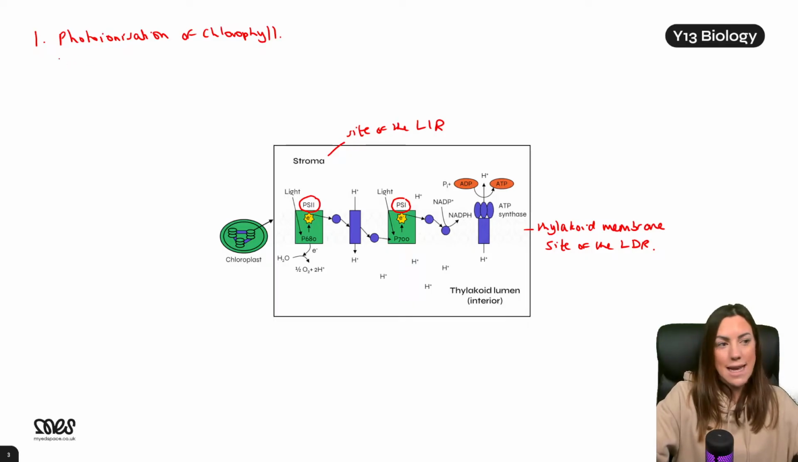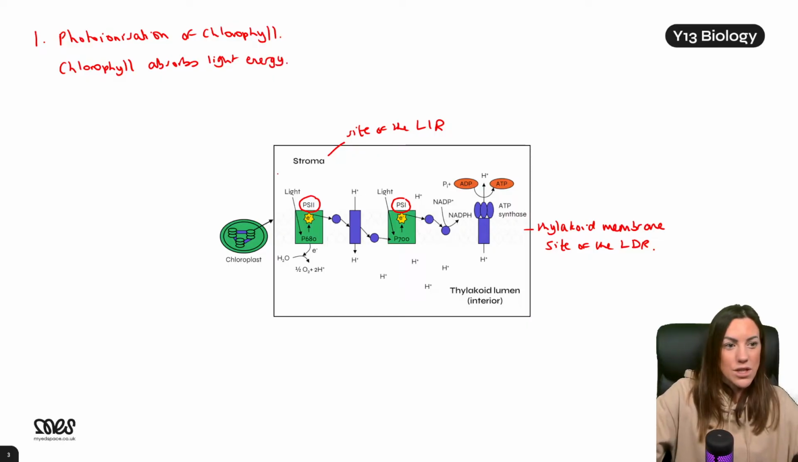The first thing to say about this stage is it involves the absorption of light. So chlorophyll absorbs light energy, which you can see here on the diagram. So you've got light, or a photon of light, striking the chlorophyll in the primary reaction centre. And to put it simply, chlorophyll absorbs light energy.